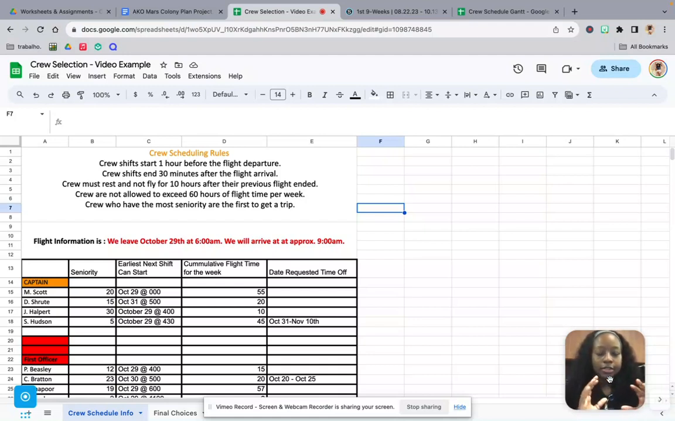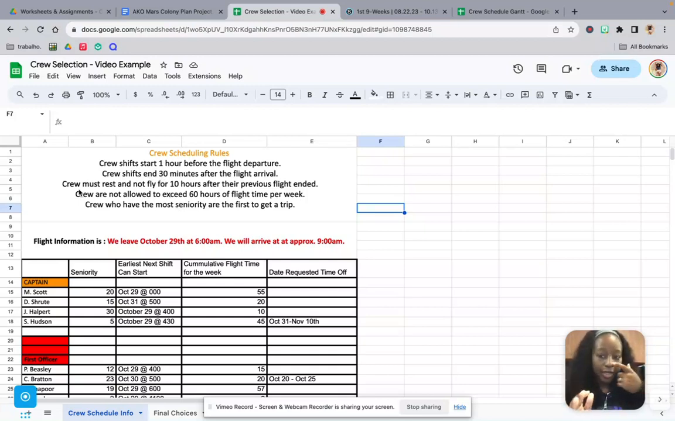Today, we're talking about scheduling our crew. All right. So we're not going to put it on a Gantt chart right now, but we are going to select our crew from this specific set of rules. Now, these rules were given by Project Lead the Way, but it's pretty much the same way that they schedule for actual airplanes. The rules are: the crew shift starts 1 hour before the flight departure. The crew shift ends 30 minutes after the flight arrival.